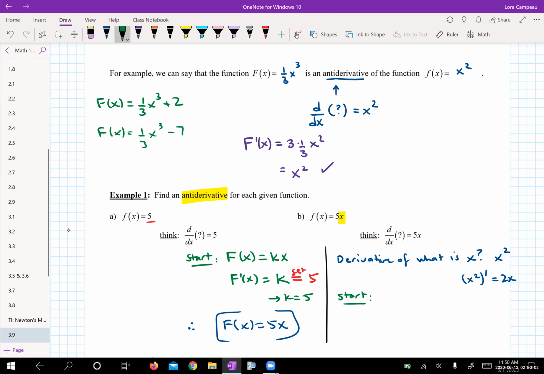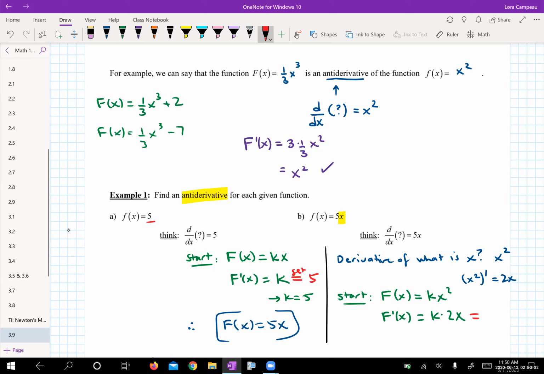And say, okay, let's start off with trying to understand what our constant would be. So I'll start off with a constant times x squared, because I know if I take the derivative of it, I will have the k that I can pull out. But if I take the derivative of x squared, it would be 2x.